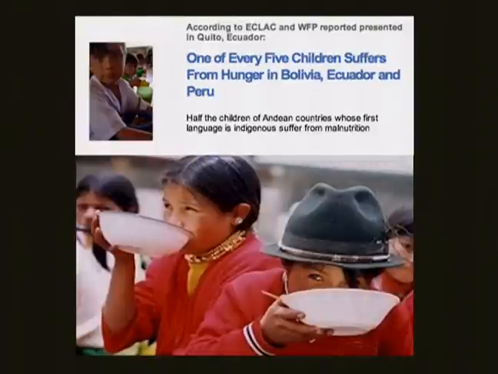The picture and article that I pulled up on this slide talks about how in Bolivia, Ecuador, and Peru, as part of the Andean mountain range, there's a large prevalence of malnutrition, and those are particularly in indigenous tribes. I think the quote on the slide says that half of the children of Andean countries whose first language is the indigenous language suffer from malnutrition.